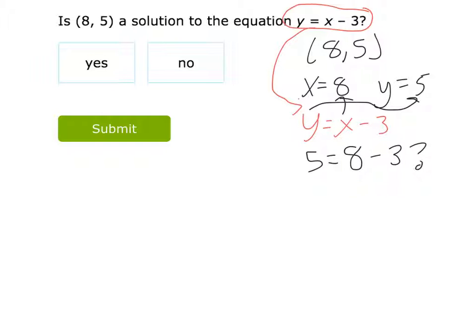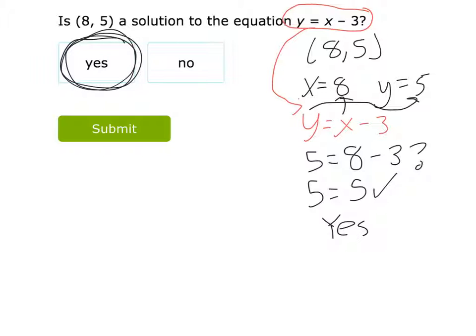Question mark. I don't know if this is going to be true. We just need to work it out. So I have 5 equals 8 subtract 3, which is actually 5 on the right side as well. So check, that one does work, and it is true, yes, (8, 5) is a solution. So yes, you normally choose yes. So the moral of the story is, if both sides are equal, you pick yes. If they are not equal, pick no.